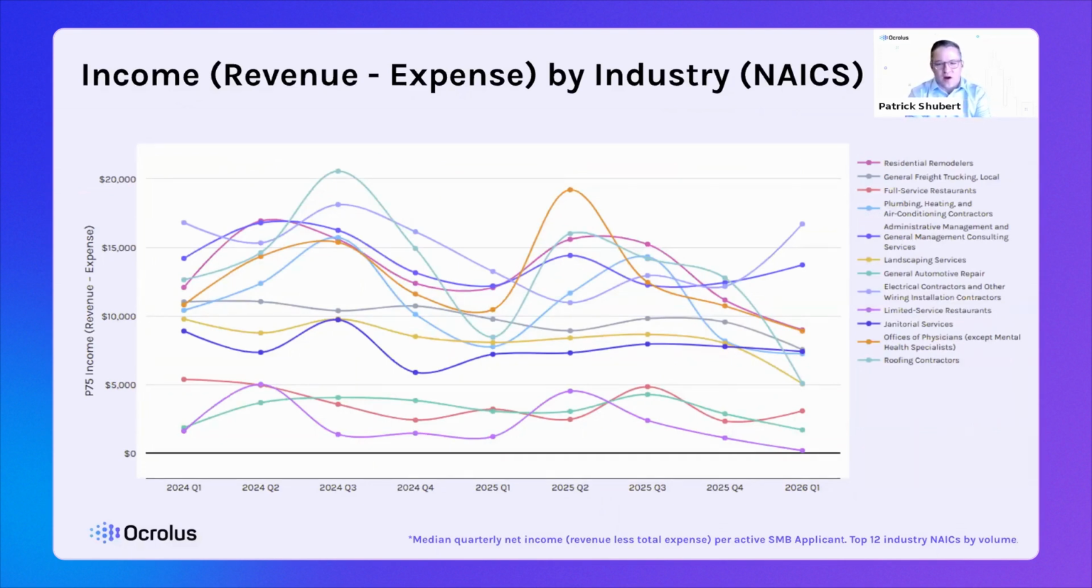Electrical contractors and other wiring installation contractors. What we see here is they got squeezed. Their expenses had increased, probably due to the reliance on importing material, and they raised their prices, and then those costs abated a little bit.